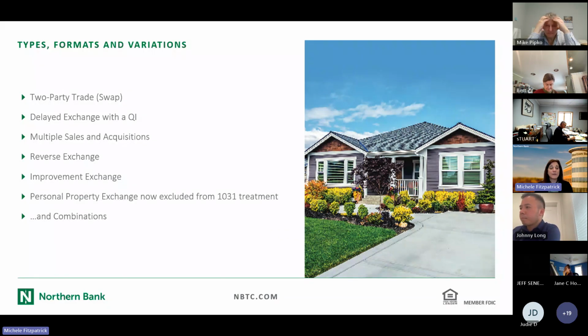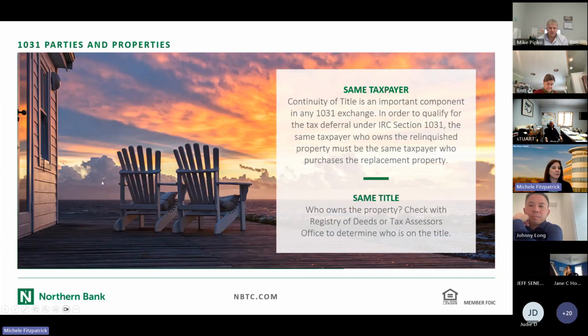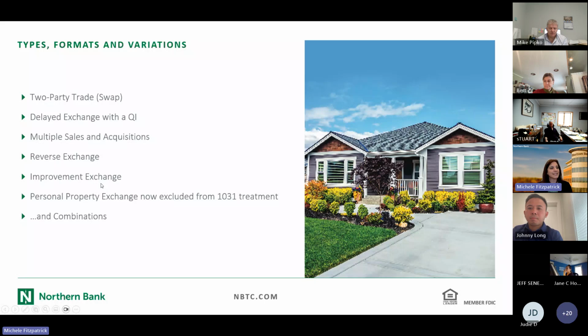The improvement exchange allows you to sell an asset, let's say it's $1 million, and buy an asset that is maybe $800,000 that needs $200,000 worth of improvements. So the improvement exchange allows you to use your exchange proceeds to purchase and improve a property. Great option. Unfortunately, there are some time limits there, but same 180 days. And personal properties are now excluded, and we don't have to get into that.